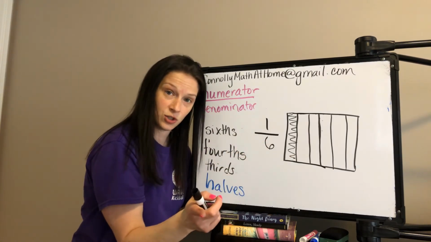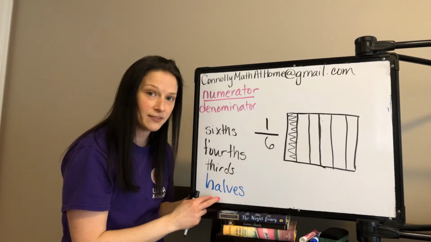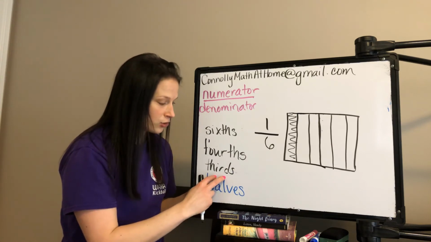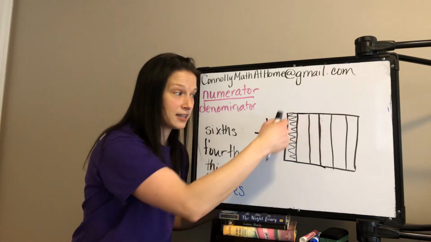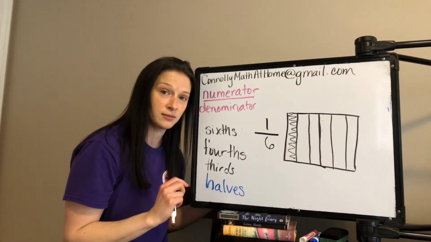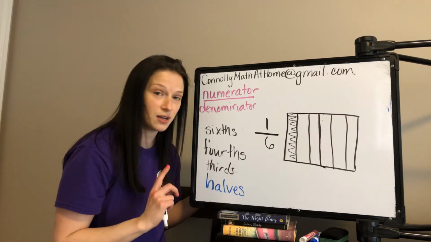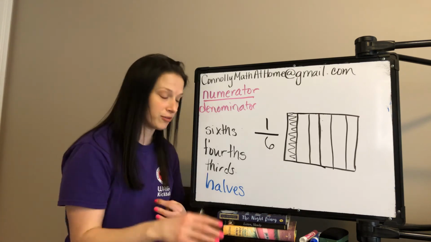Okay? Just so you know, just like 2 halves made 1 whole, 3/3 made a whole, 4/4 made a whole, 6/6 makes the whole thing. Okay, so it's something that we should be thinking about as we start moving forward with fractions.